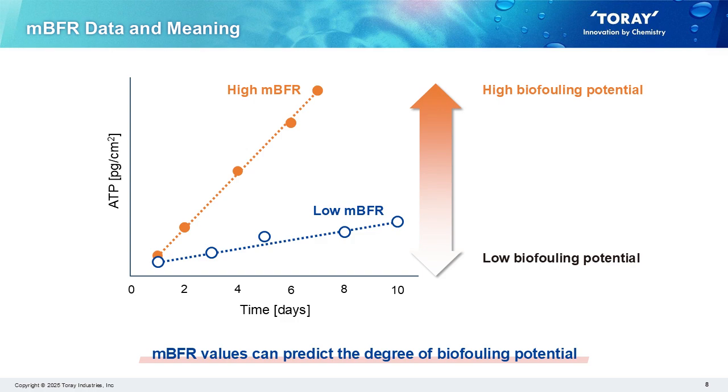The rate of ATP accumulation, that is, the magnitude of the mBFR value, is related to the level of biofouling risk. A high mBFR value indicates a high biofouling potential of the water, while a low value indicates a low biofouling potential.